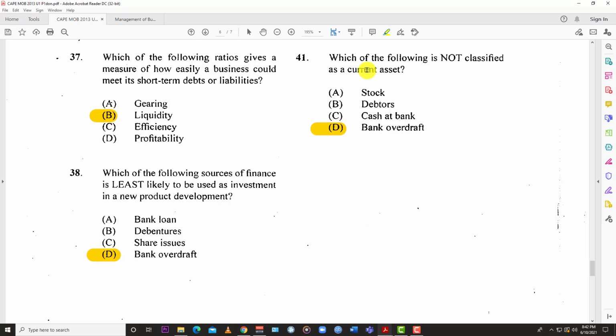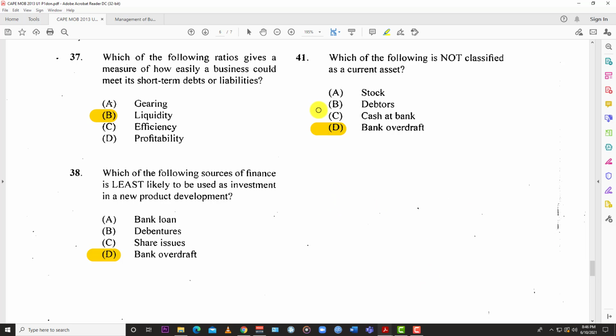41. Which of the following is not classified as a current asset? Similar to the current liability we had above, current asset. Which one is not a current asset, which means all of the others are current assets. So we have stocks, debtors, cash at bank, and bank overdraft. And so you realize all of these, yes, they are assets, but the bank overdraft is not classified as a current asset.